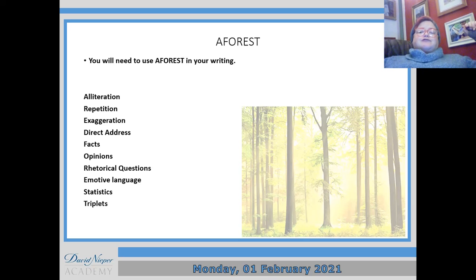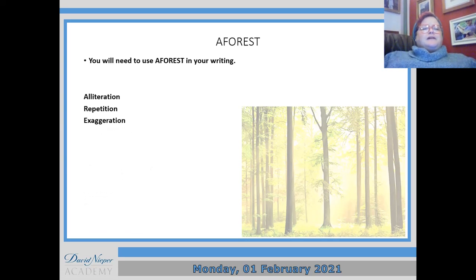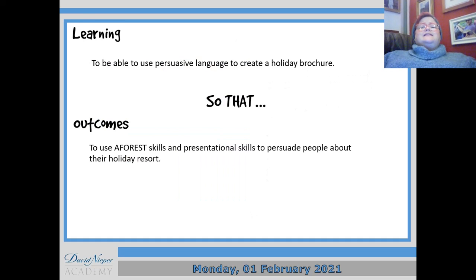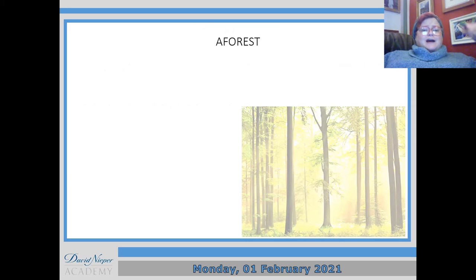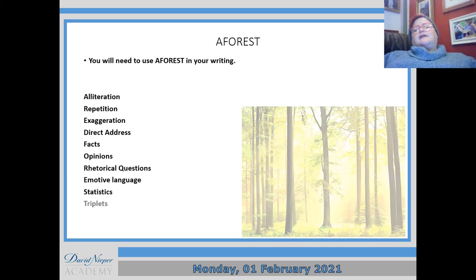And then finally, triplets, that's where you say 3 things. So our hotel rooms are cozy, comfortable and stylish. 3 things. So, your job then is, a couple of lessons ago what we did was we looked at creating your own island resort. So you should have this work somewhere from the lesson last week. You then can add in the details of the holiday brochures that you looked at, and you're going to be describing that using some of these A-Forest ideas.